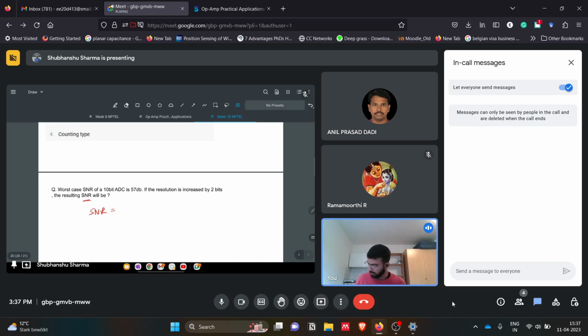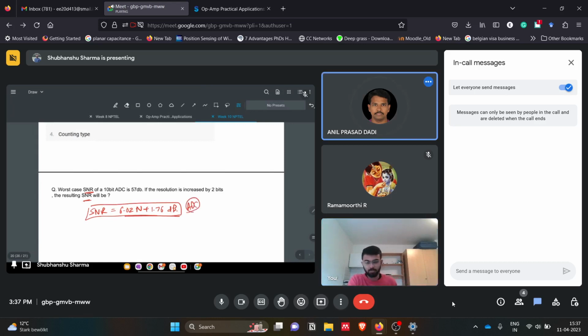Worst case SNR of a 10-bit ADC is... although he hasn't taught you about SNR, you should be aware of what SNR is. The SNR value for any ADC is 6.02 times the number of bits plus 1.76 dB. This is the formula for the signal to noise ratio of any ADC, irrespective of the type of ADC.